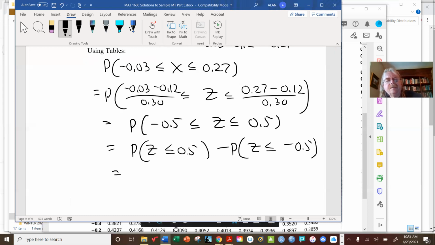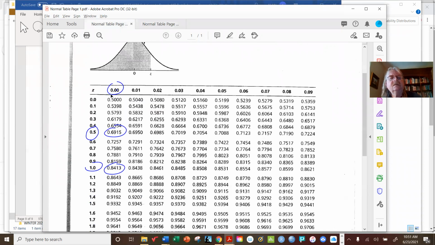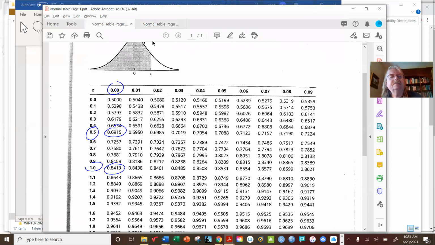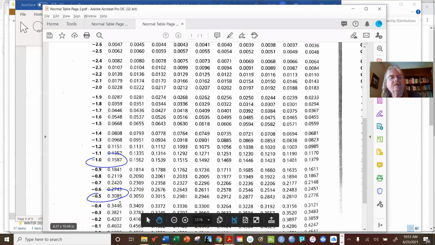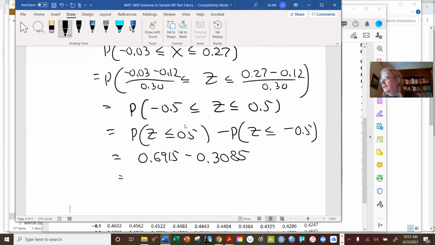And if we look at the table, we can find both of these. Positive 0.5. Oh, it's right there, 0.6915. We had this earlier. And -0.5. No, we had that one before too, 0.3085. Okay. 0.383.